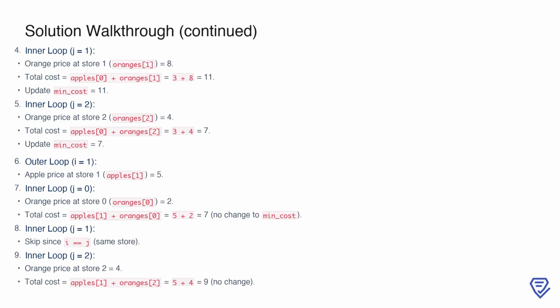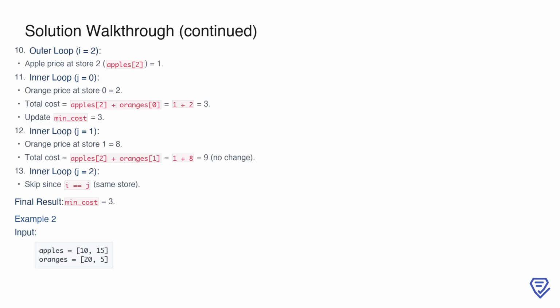At this point, we have evaluated some valid combinations, but we still need to check the apple from store 2 to ensure all possibilities are considered. With the apple price at store 2 being 1, we proceed to the inner loop to calculate costs with oranges from other stores. For j equals 0, the orange price is 2, resulting in a total cost of 1 plus 2, which equals 3. This is smaller than the current min_cost of 7, so we update min_cost to 3.